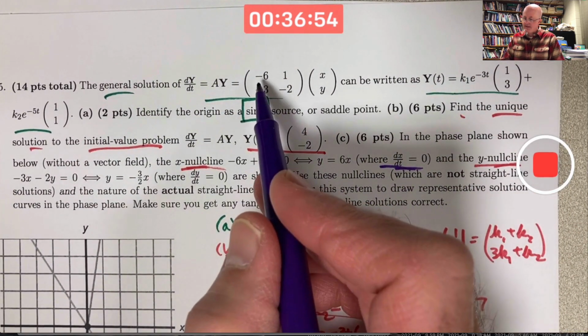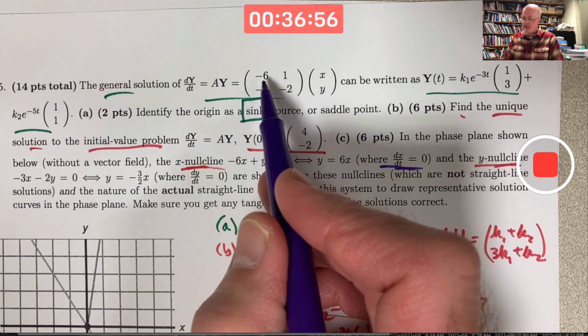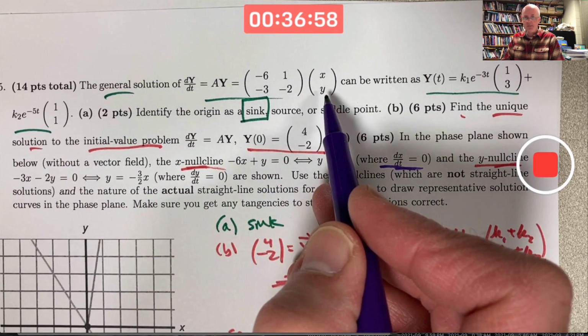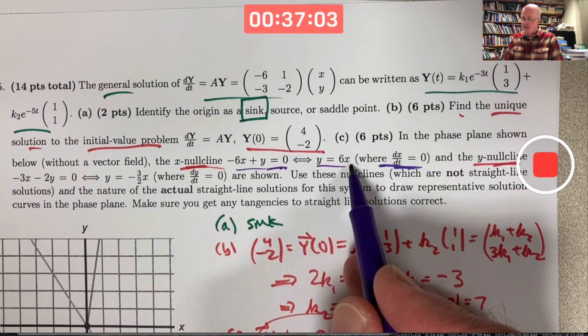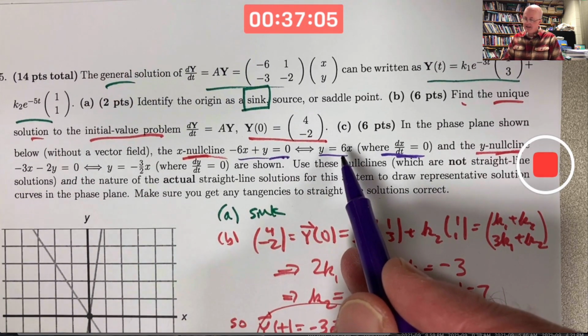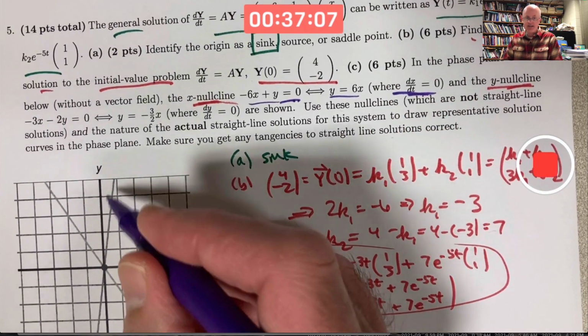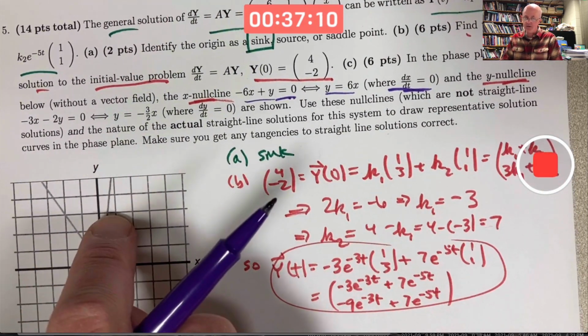In other words, dx/dt, think about the first row of this matrix, is negative 6x plus y. There you see negative 6x plus y. Set that equal to 0. Solve for y in terms of x. You get y equals 6x. That's a line through the origin with a slope of 6. That's this line right here. This is not a straight line solution here.